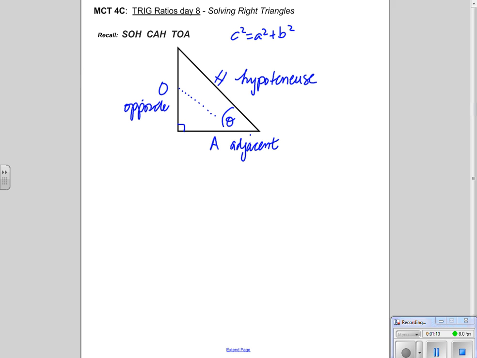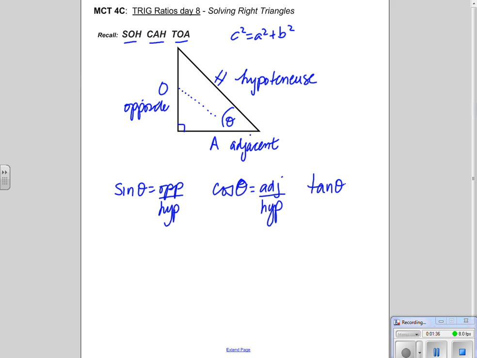Sine theta, cos theta, and tan theta are the ratios that we're referring to in SOHCAHTOA, where your sine theta is opposite over hypotenuse, cos theta is adjacent over hypotenuse, and tan theta is opposite over adjacent. We can use these trig ratios to solve, which means to find lengths or angles or all of the above in right angle triangles.